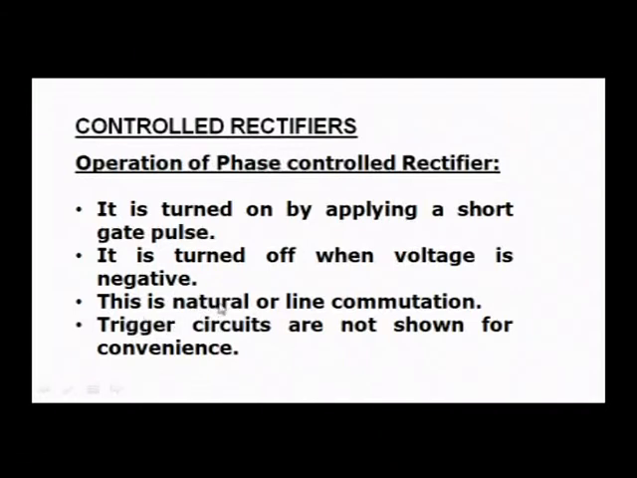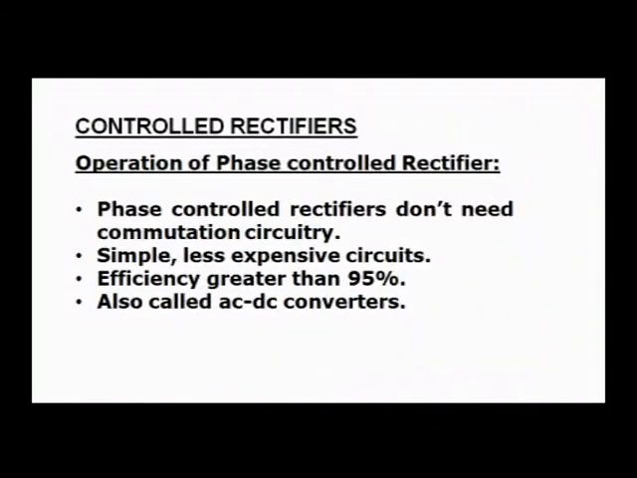So, that is why it is called natural or line commutation, the process where the SCR automatically switches off when the voltage is negative, or when the voltage passes through the negative half of the AC. You are already aware of this, and in this case I am not going to show any trigger circuitry. This is for convenience. Anyway, you should remember that we are applying short gate pulses to trigger the SCR. Okay.